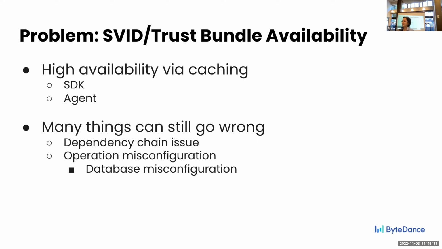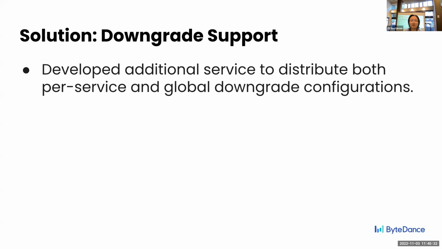For example, there may be some code bug in the dependency chain. And also maybe an SRE did some misconfiguration. In the worst case, maybe they just erase the whole transponder database, then no one has a transponder at all. That's an extreme example, but this can happen. And we want to have some countermeasures to that. So what we did is add an additional service called the Downgrade service.